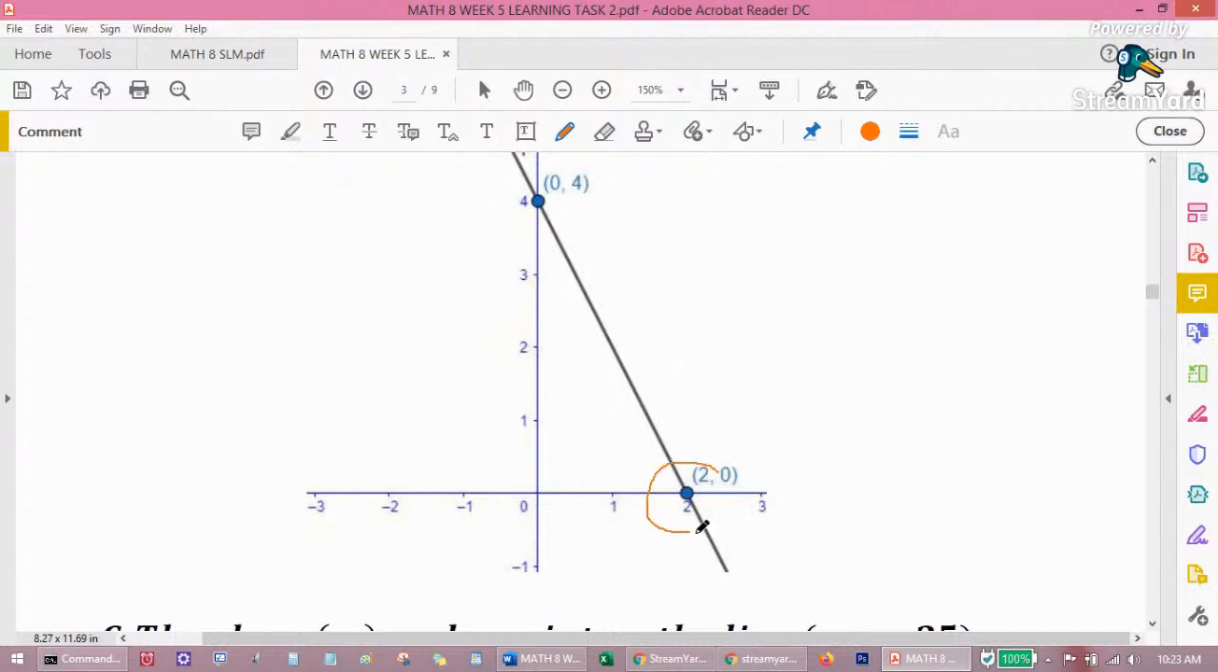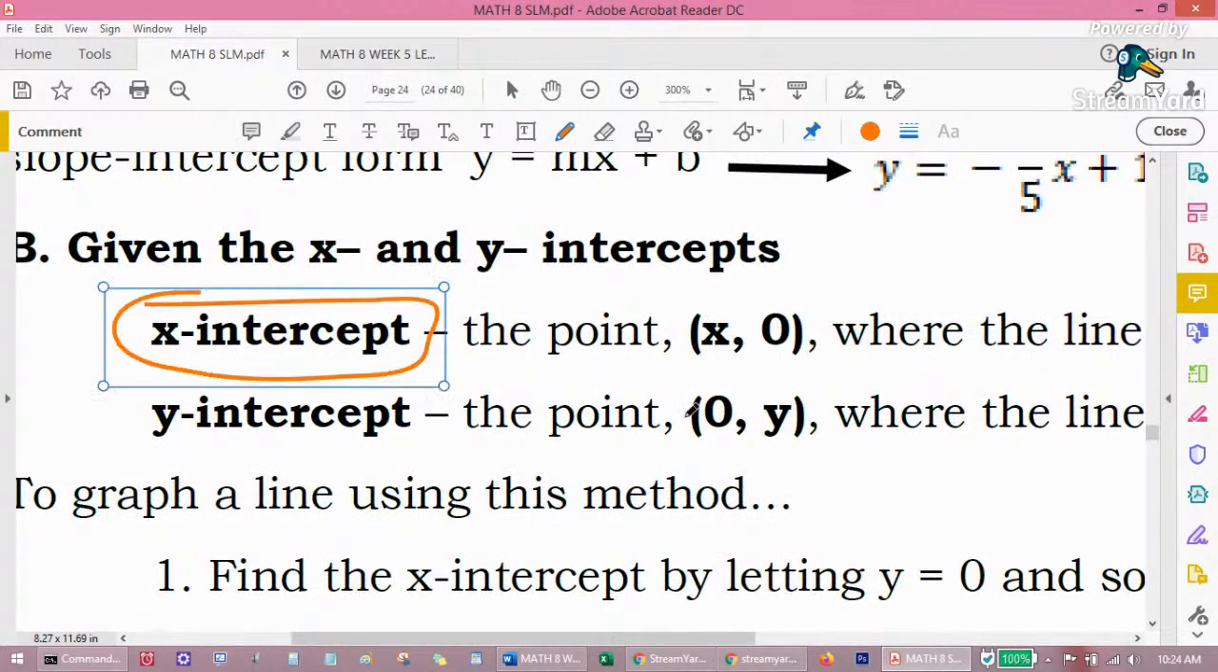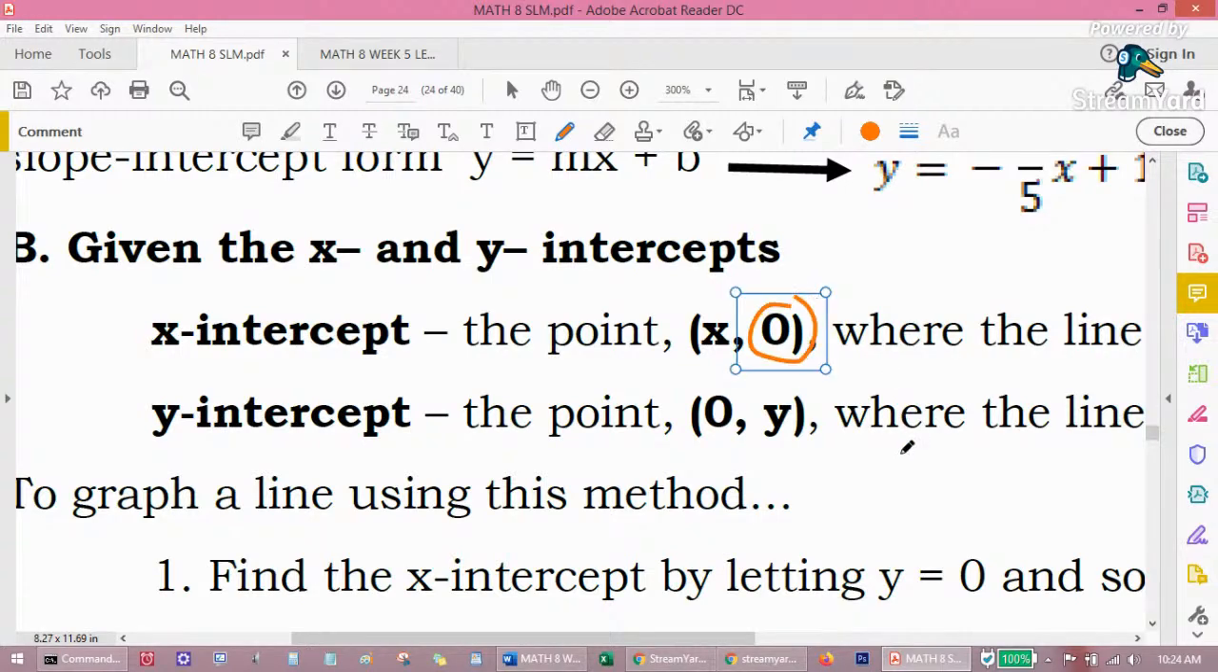Kagaya nito, itong point na to. So, yung y niya is 0. Kasi lahat ng point na nasa linya ng x-axis, lahat ng point na nakapatong sa x-axis, ay nakatapat lahat sila sa 0 ng y. That's why 0 lagi ang y ng x-intercept. Okay, so mga x-intercept, ang y nila is laging 0.